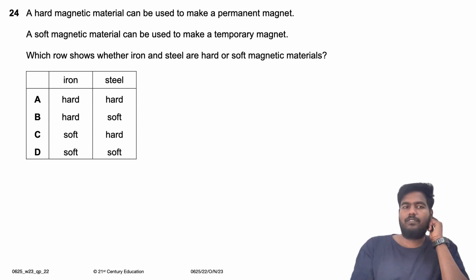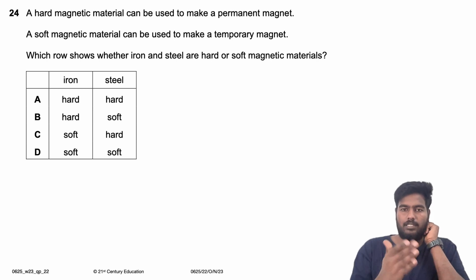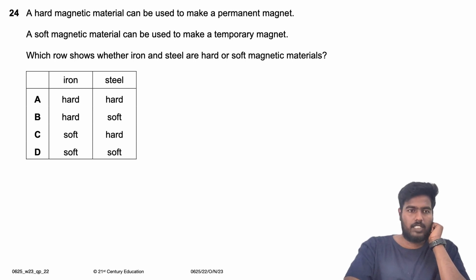So iron is soft, steel has more carbon. The percentage will be a little higher. Okay, so iron is soft and steel is hard. C is the right answer.